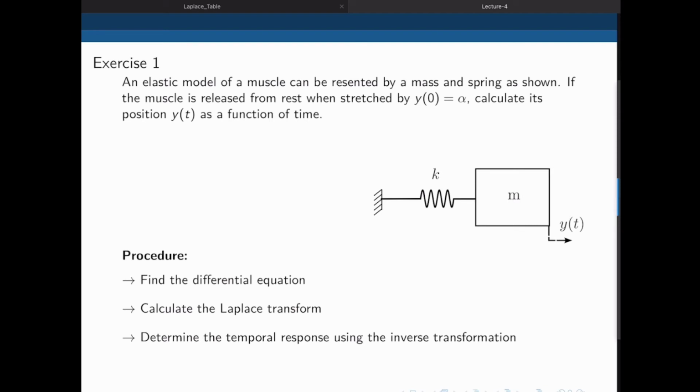How many of you never saw Laplace transforms before? Just tell me on the chat there. I'm going to take a look at it.